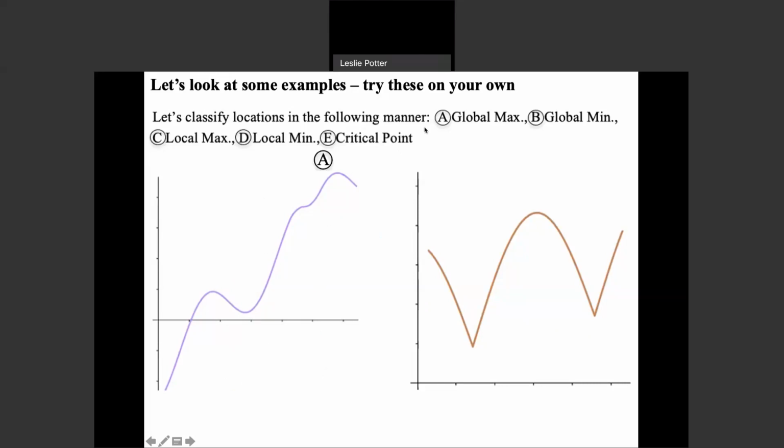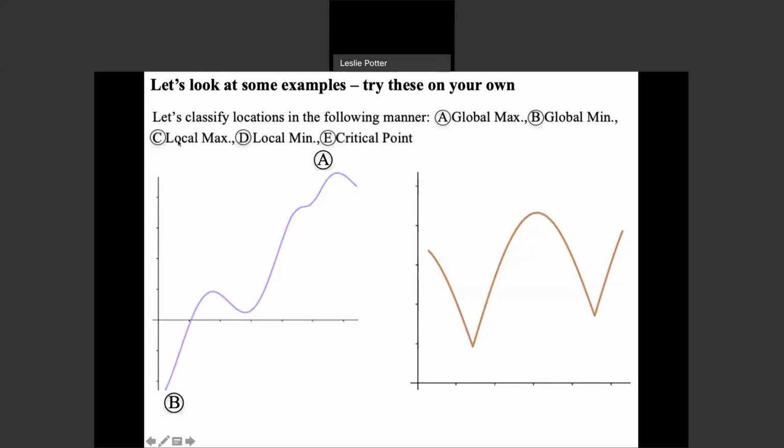So let's talk about global maximums. So here's your global max on this function, this purple function. It's the biggest of the big. Okay, your global min is going to be the littlest of the little, and it happens to be the left endpoint right here. Okay, so there's only one global max and there's only one global min on the closed interval, and that'll be true for any case. But we can have several local maxes and minimums.